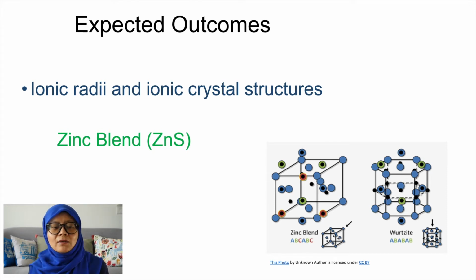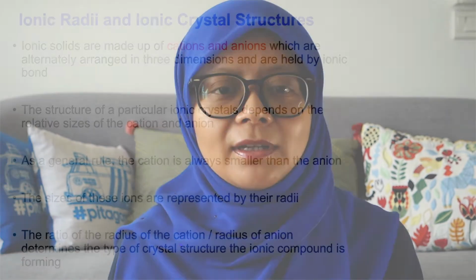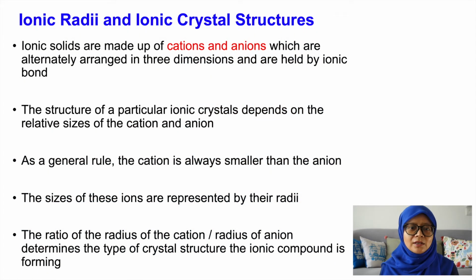So in this part, we are going to discuss the zinc blend or zinc sulfide. Here, the introduction for ionic radii and also ionic crystal structures. When we have an ionic solid, we are going to have cations and also anions, which are alternately arranged in 3 dimensions and are held by ionic bonds.